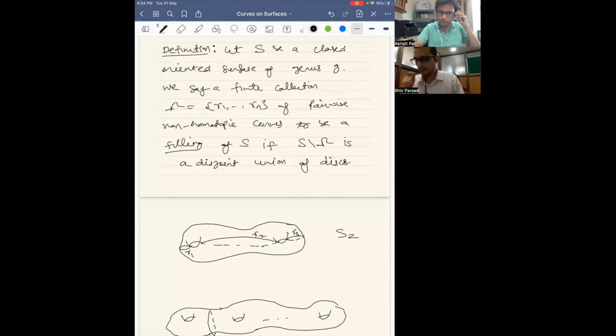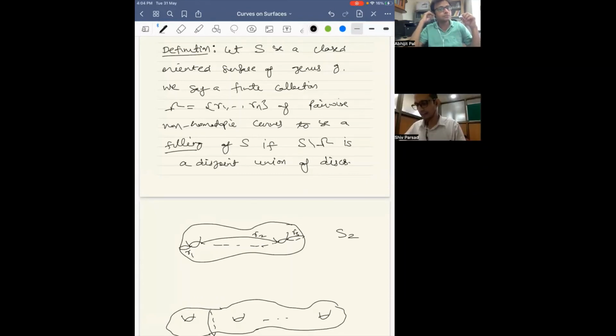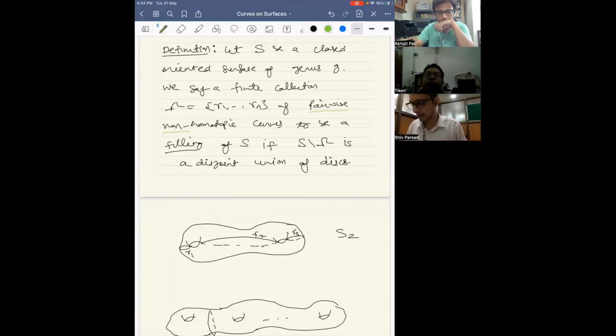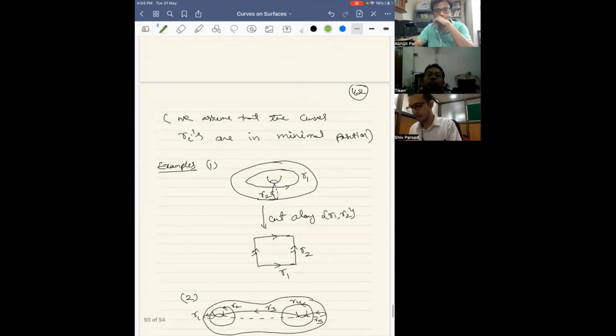Okay. So this is a very important notion in the study of the mapping class group of surfaces, that is the notion of filling curves. Suppose S is a closed oriented surface of genus g. Then we say a finite collection of pairwise non-homotopic curves, let's say gamma 1, gamma 2, up to gamma n, is a filling of S if, when you remove this finite collection, the complement is a disjoint union of disks. So let me give you an example.